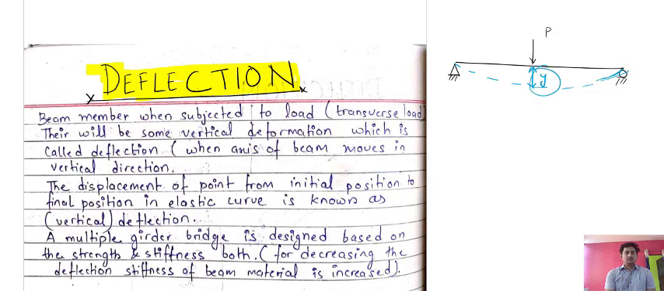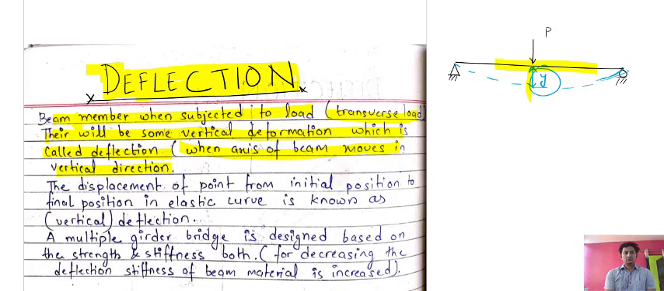Here it has been written that when a beam member is subjected to a transverse load, I am talking about the transverse load, there will be some vertical deformation which is called deflection. So this term is known as the deflection when the axis of the beam moves in the vertical direction.